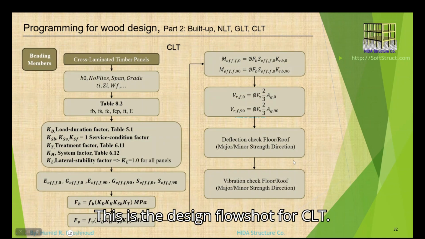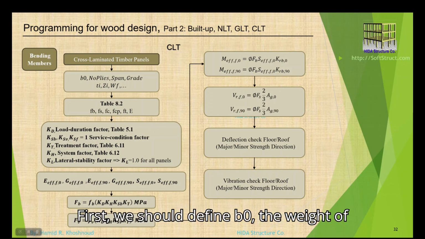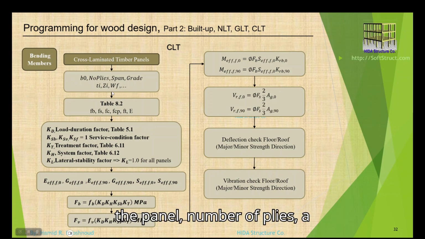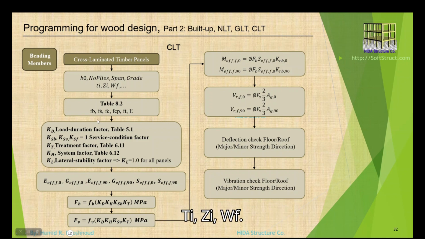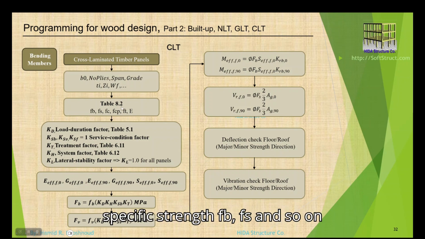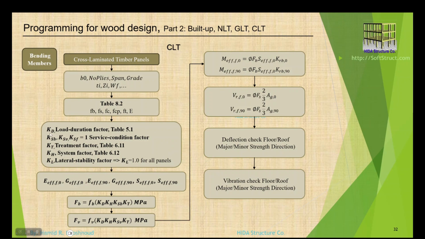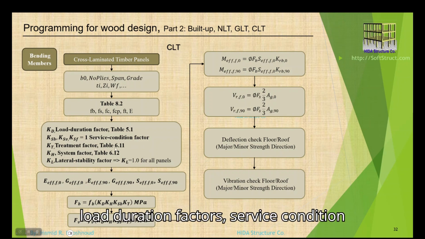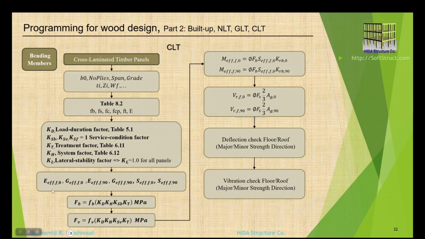This is the design flowchart for CLT. First, we should define B0, the width of the panel, number of plies, span, grade, t_i, z_i, and w_f. Then we should find the specific strengths f_b, f_s, and so on, based on Table 8.2. Then we should define the load duration factors, service condition factors, and so on.